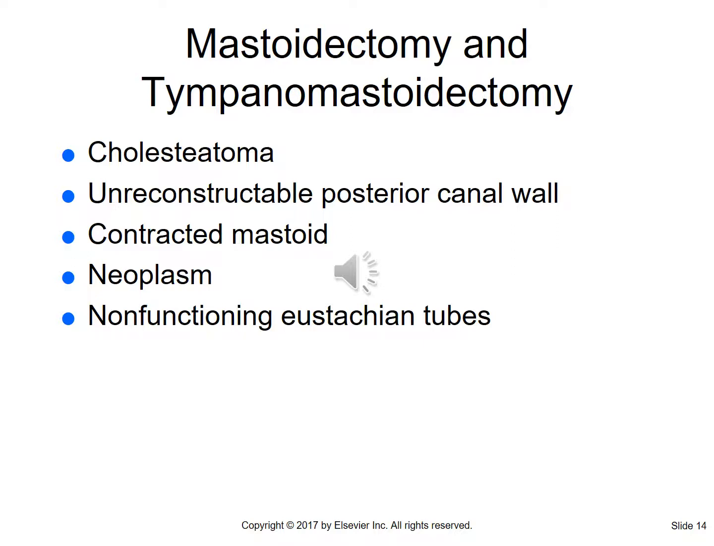Cholesteatoma, eustachian tube dysfunction, neoplasm, or congenital malformation of the middle ear may block airflow to the mastoid and cause chronic mastoiditis.